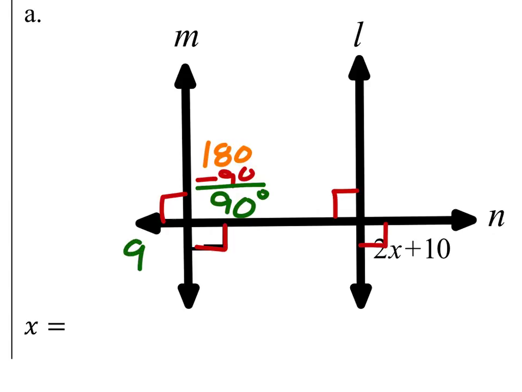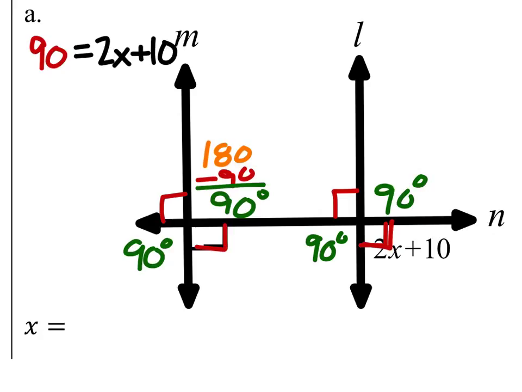So its vertical angle is 90 degrees, its corresponding angle is 90 degrees, and its vertical angle from that one is 90 degrees also. So all these angles are 90 degrees, which is great, but we can see down here that that's a 90 degree angle, which is equal to the 2x plus 10. So now we've got all the angles ready to go. We just need to solve for x.